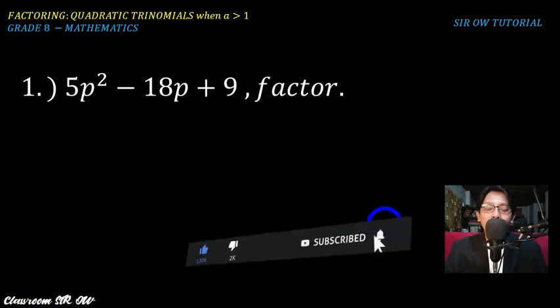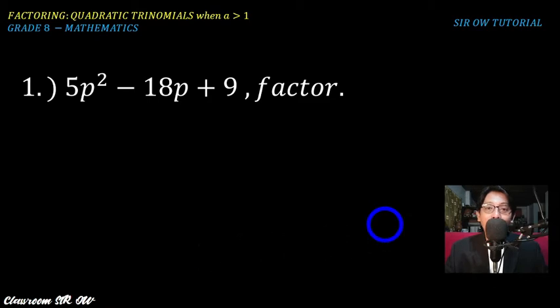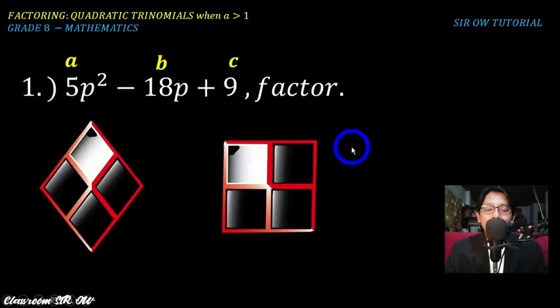So for us to solve the factors of this, let us first recall the values of a, b, and c in a quadratic trinomial. If you notice, the coefficient of our quadratic term is a. That's the value of a. And the coefficient of the linear term, which is negative 18, is the value for b, and our constant term, which is the last term of the quadratic trinomial, is c. So how do these methods work?